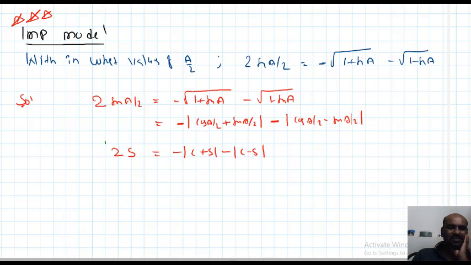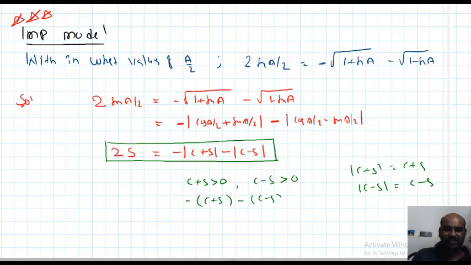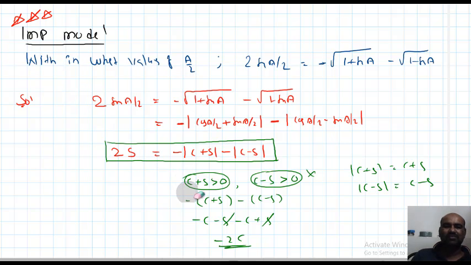Now, interesting step here. Students, listen, interesting step. For example, if C plus S is positive and C minus S is also positive, what is the mod of C plus S? C plus S only. Modulus of C minus S equals what? C minus S only. So what will we get here? Minus of C plus S in brackets, I removed the modulus, minus C minus S. Open: minus C minus S minus C plus S. S gets cancelled. What will we get? Minus 2C. You want 2S, not minus 2C. What is the meaning of that? This is not correct. So C plus S positive, C minus S positive is wrong. In this interval, we won't get 2S.